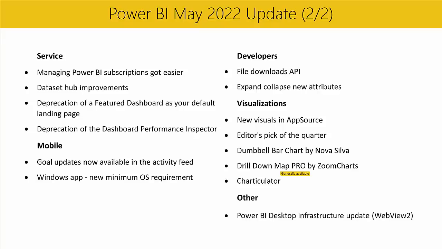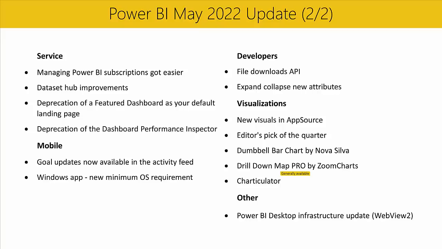Next, we are deprecating the capability to add a featured dashboard as your homepage on the Power BI service. This deprecation will be rolling out between April 29 and June 1st, depending on your geographical location. After this point, you'll no longer be able to add a featured dashboard as your homepage on the service. You can still promote your dashboards through favoriting, and currently featured dashboards will still be visible. We are also deprecating the Dashboard Performance Inspector in the Power BI service between April 29 and June 1st.